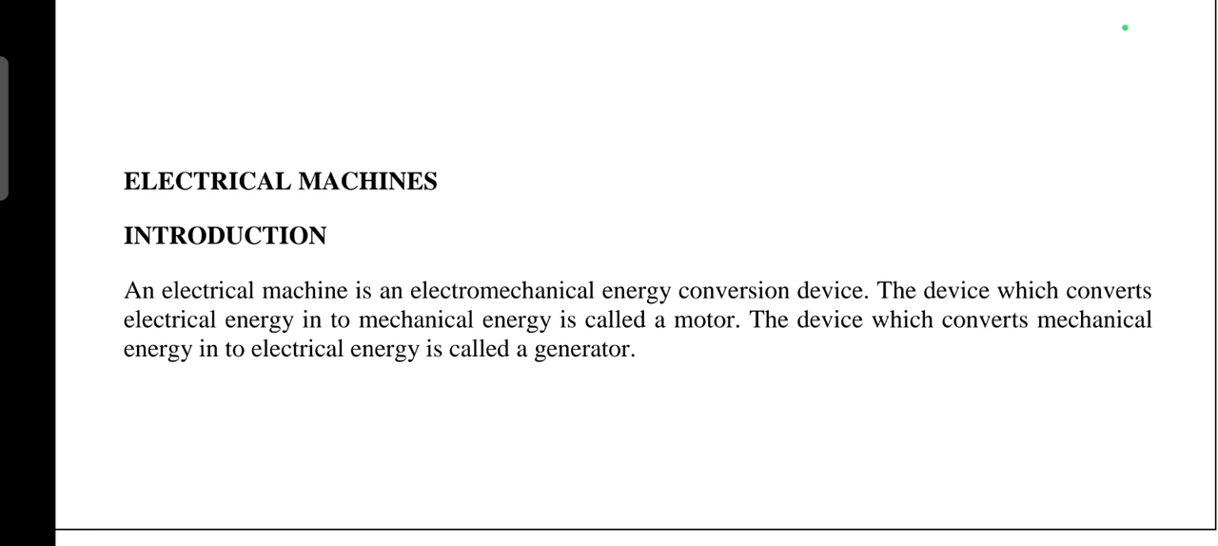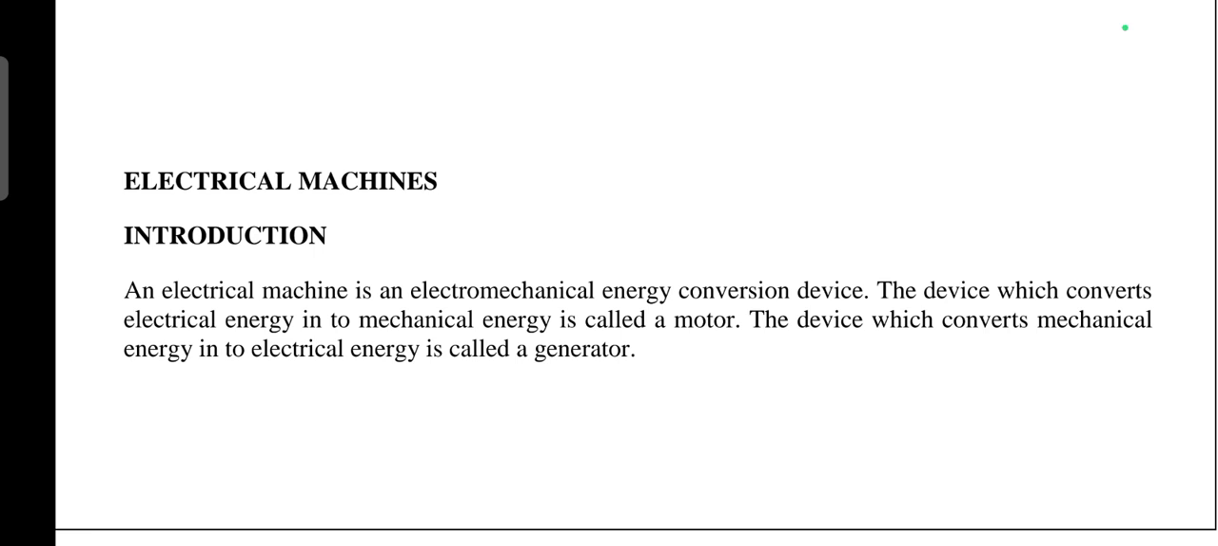In that we are going to see about different electrical machines like DC generator, DC motor, and then the types of DC generator, brushless DC motor, alternator, single phase induction motor, three phase induction motor, and then transformer, ideal transformer. These are all the electrical machines we have discussed in this lesson.